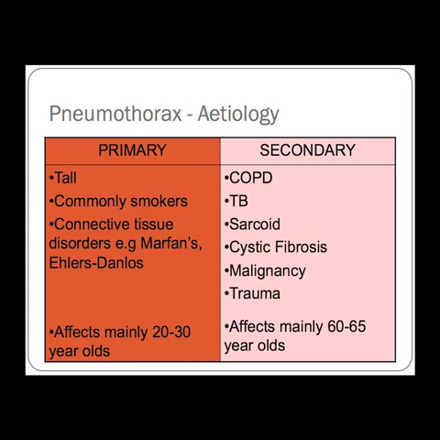The secondary pneumothorax is secondary to some sort of lung pathology, the most common one being COPD, but other ones include the granulomatous disorders, TB and sarcoid, as well as the chronic lung disease of cystic fibrosis, malignancies, and secondary pneumothorax can also occur after trauma. But the biggest one is due to COPD, and therefore the patients who usually present with a secondary pneumothorax are in the age range of 60 to 65.